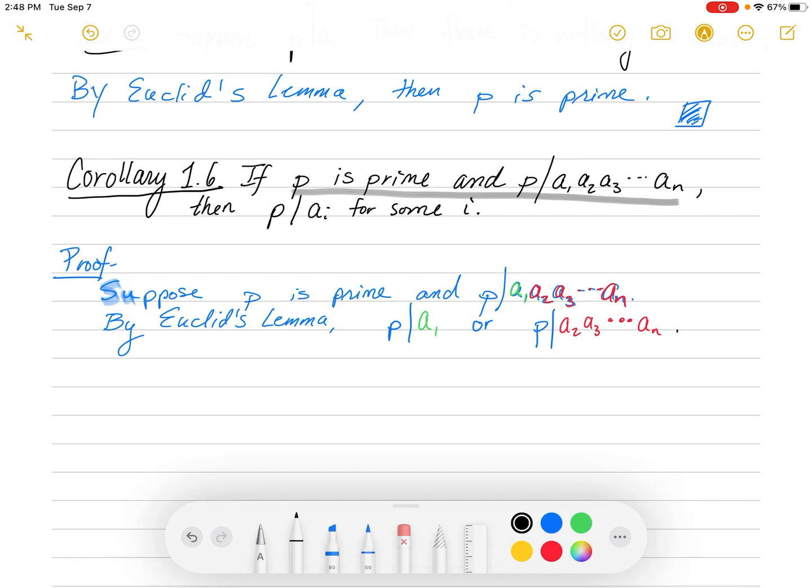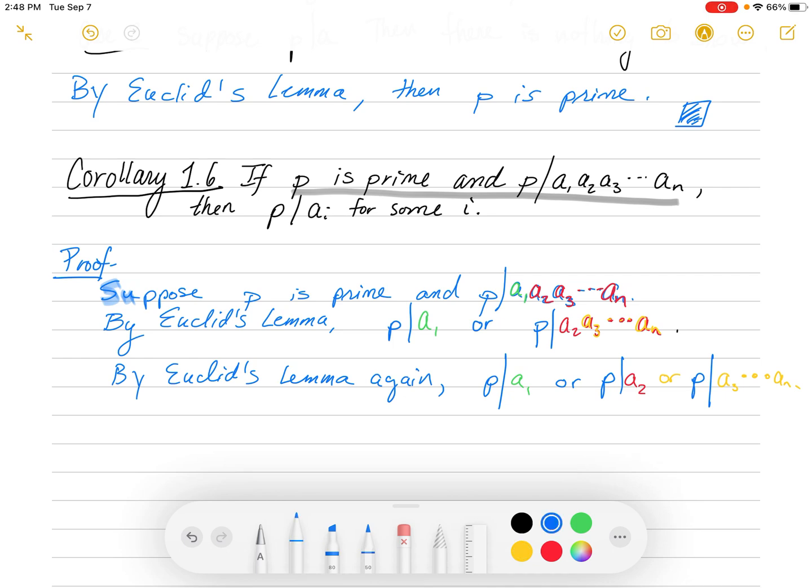Okay. So then apply Euclid's lemma again. So let's call A3 through AN the B this time. So A2 is going to act like A, and the yellow is going to act like the B. So by Euclid's lemma again, we start off with P must divide A1, or applying Euclid's lemma again, P must divide A2, or P must divide the yellow, A3 through AN, multiplied together.